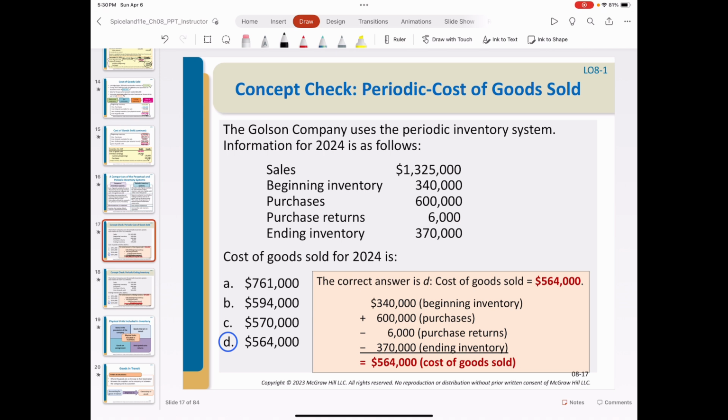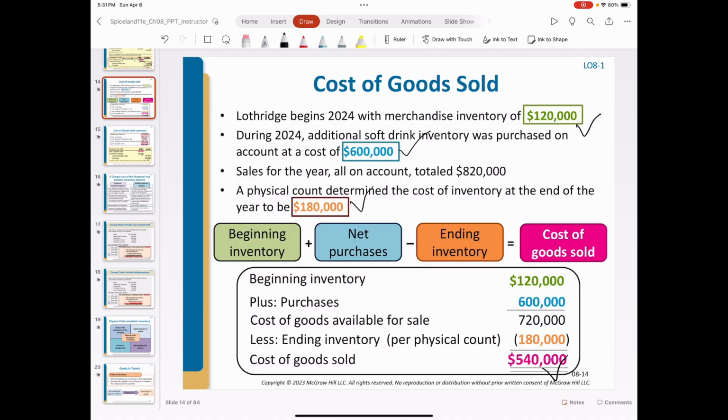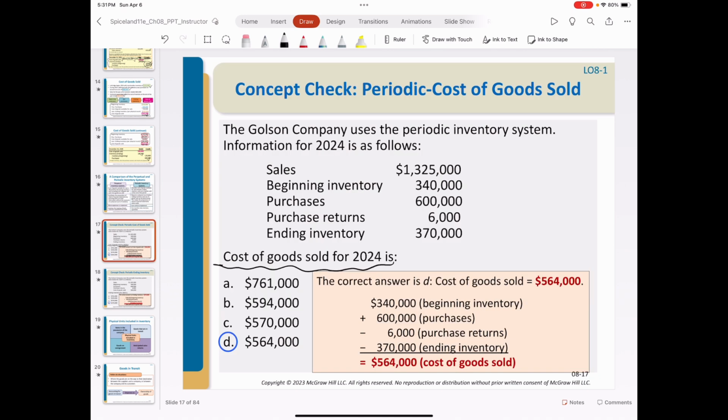This example is an application of the equation I showed you. The information includes sales, beginning balance of inventory, purchase, return, and the ending balance of inventory. We are asked to calculate cost of goods sold. Then we just base on this equation. The beginning balance of inventory is given, purchase and ending balance of inventory are all given. The only difference here is the purchase return. So basically we need the difference of these two to get the net purchase. So the net purchase is 594,000.